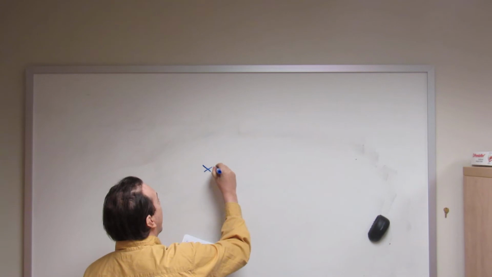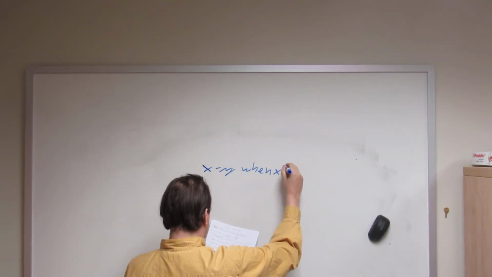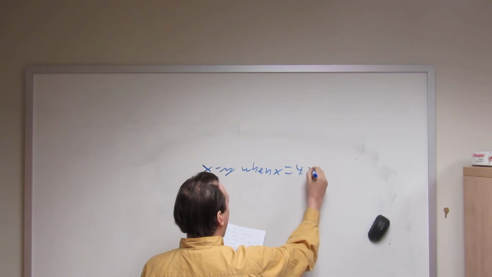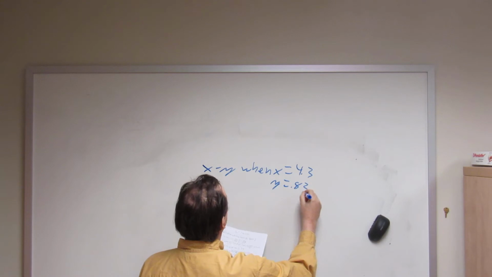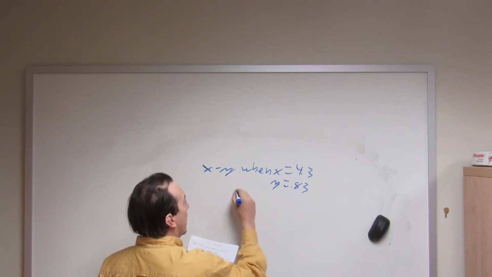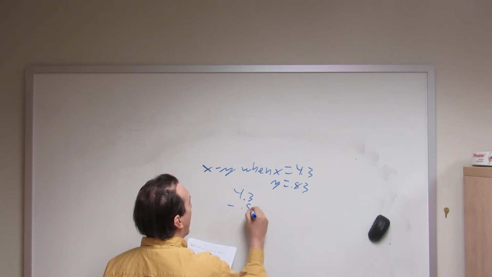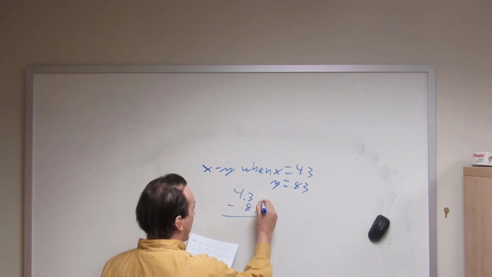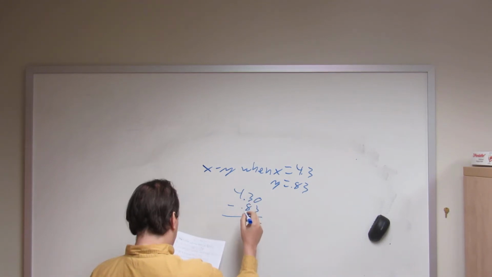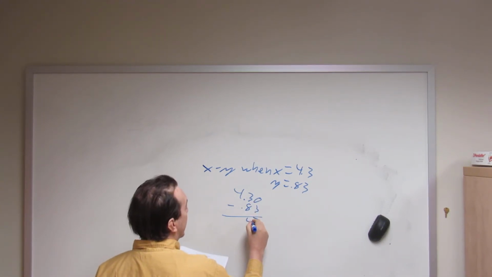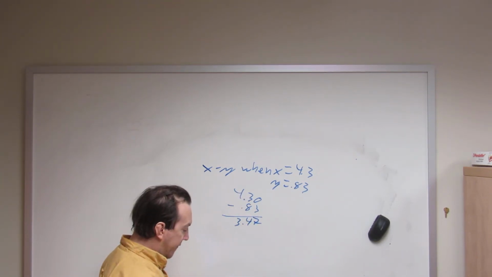Next, let's say we have x minus y when x equals 4.3 and y equals 0.83. So 4.3 minus 0.83. Put a 0 here, that's going to be a 7. 12 minus 8 is 4 and 3. 3.47.